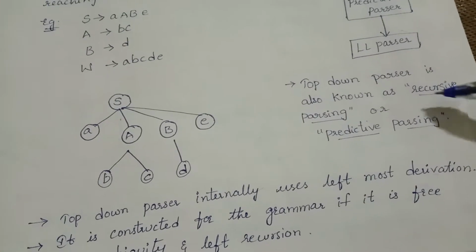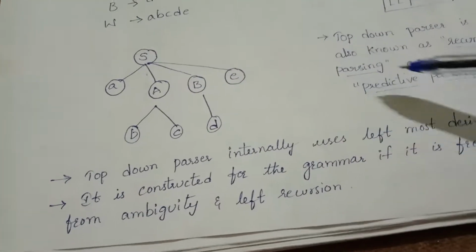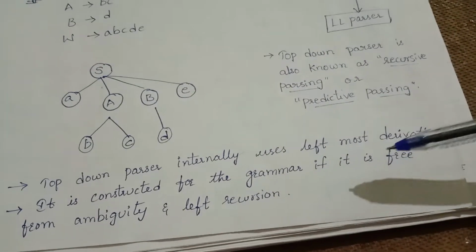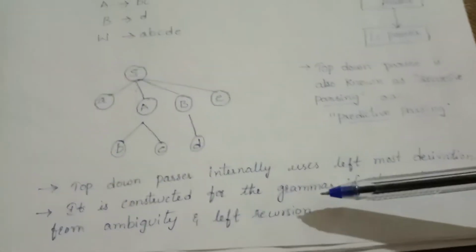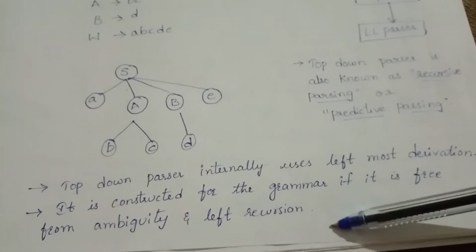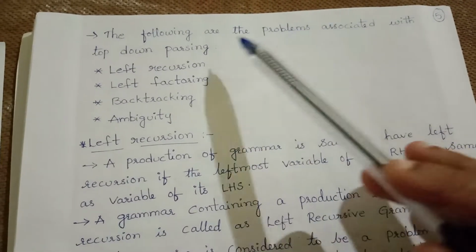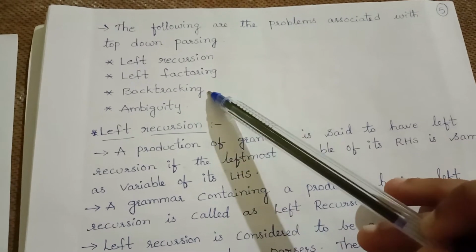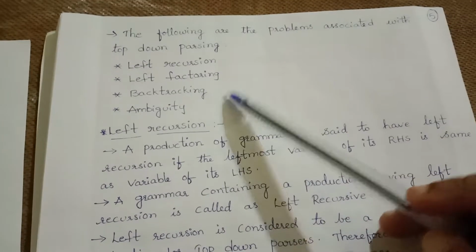Top-down parser is also known as a recursive parser or predictive parser. Top-down parser internally uses leftmost derivation. It is constructed for a grammar only if it is free from ambiguity and left recursion. The following are the problems associated with top-down parsing: left recursion, left factoring, backtracking and ambiguity. In order to use top-down parsing, these all should be eliminated.